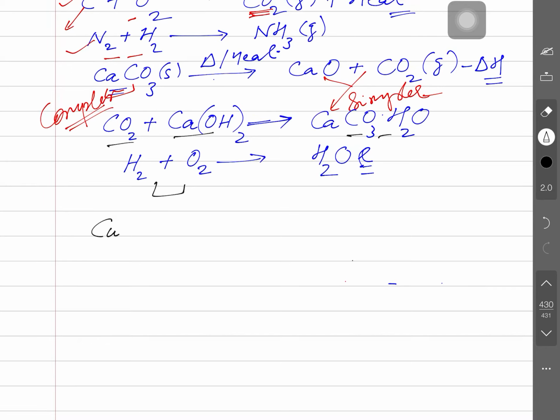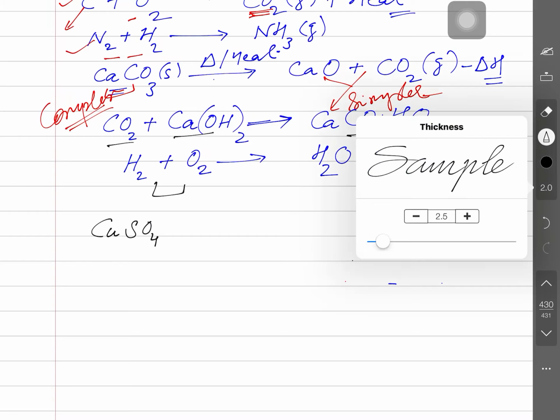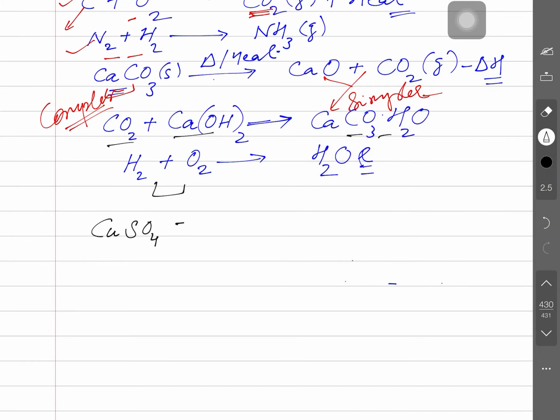If you take copper sulfate solution, it means the solution I am talking about is blue in color. When iron nails are placed in that, what will you obtain here? You will obtain FeSO4 plus Cu. This is FeSO4 and Cu. The sulfate of copper is called copper sulfate.